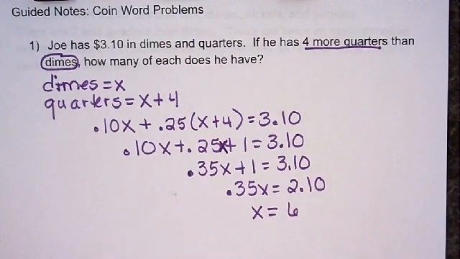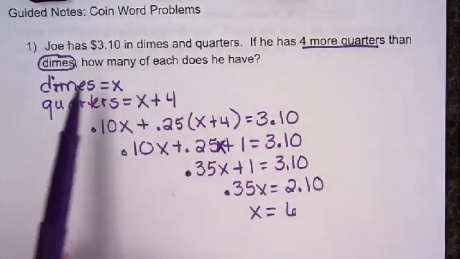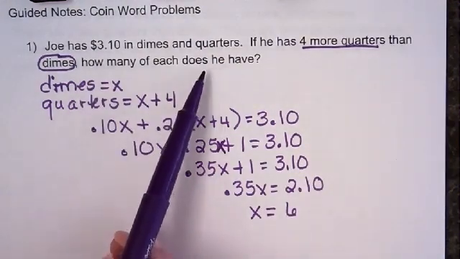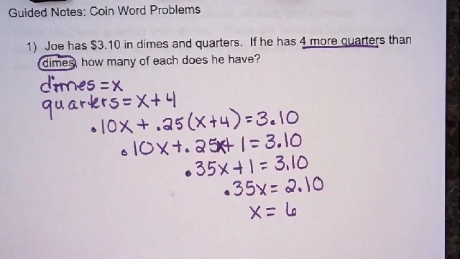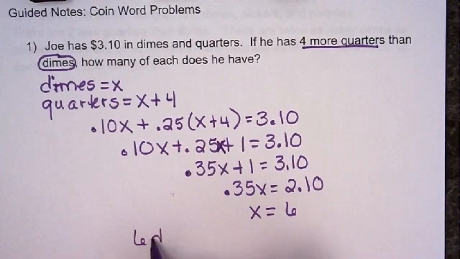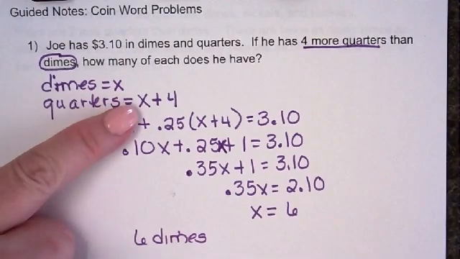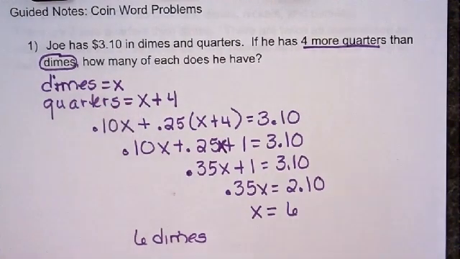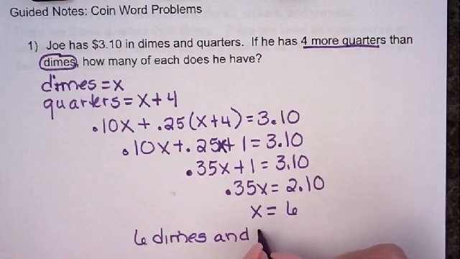Now, that's not my final answer. That's the information that will help me get to my final answer. Because my question up here was, how many of each does he have? So they're really saying, how many dimes does he have? How many quarters does he have? Well, he's got x number of dimes, so that means he's going to have 6 dimes. And we have x plus 4 number of quarters. Well, that's 6 plus 4. So that means he's got 10 quarters.